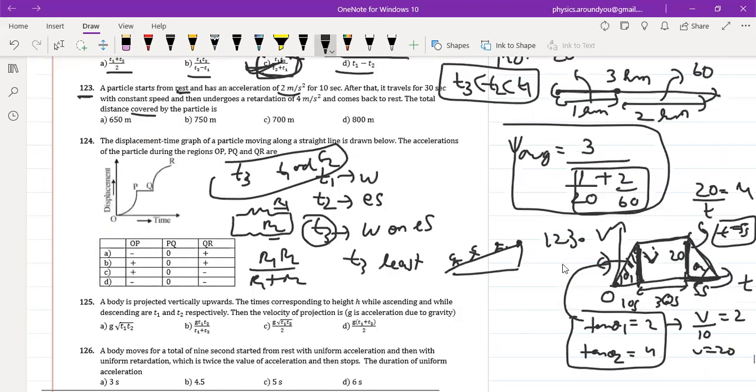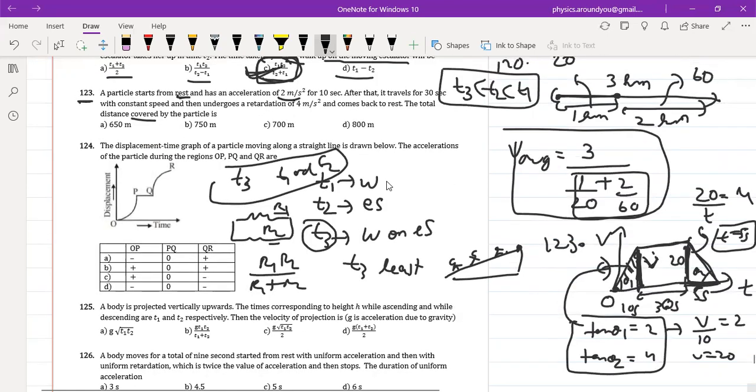Question number 124. The displacement time graph of a particle. What is the sign of the accelerations of the particle in OP, PQ, and QR? Well, look at the options first. The common options are B and C. Can you see how many things are common? Plus plus is in common and zero zero is in common. So most likely the right option will be between B and C only. The only differentiating factor is the QR plus and minus.